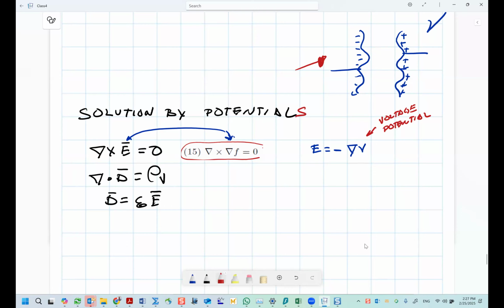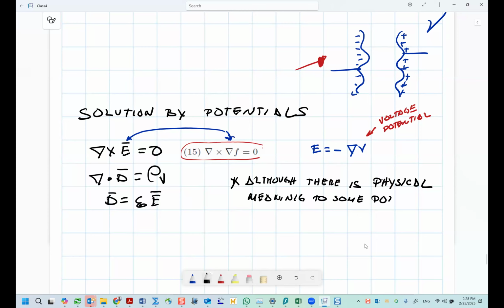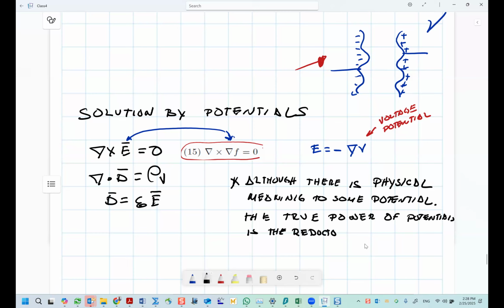Solution by potentials. Although there is physical meaning to some potentials, I want to make clear that the true power of potentials is the reduction of problem dimensions. And we will see that in here.